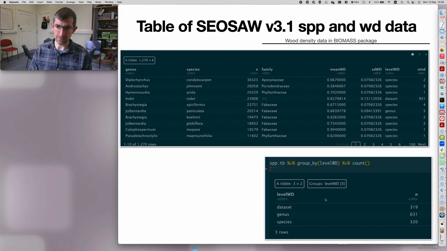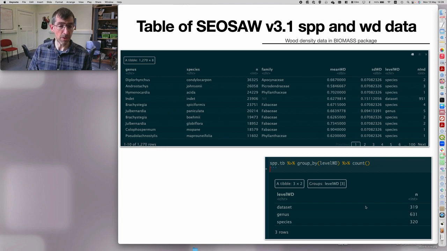This is just a quick summary of the species in the SEOSAW database, which is about 12,000. There is species level data for 320 of them. So there is some wood density data for 320 of our species, but there's only genus level data for 630. And then there's 300 for which there's no match at all.